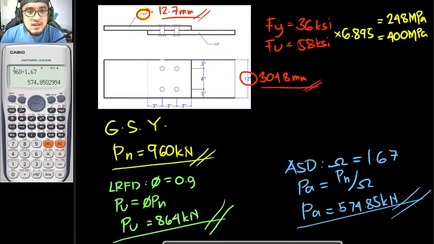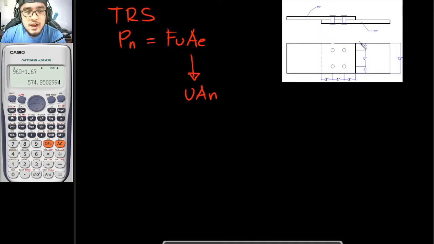So as you can see, this is just to be a plate. Wala naman siyang legs, no, kasi hindi siya angle. So meaning the bolts, the loads are transferred to each of the members. So meaning ang ating shear lag factor is to be equal to 1.0.